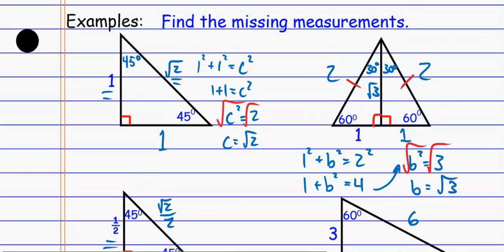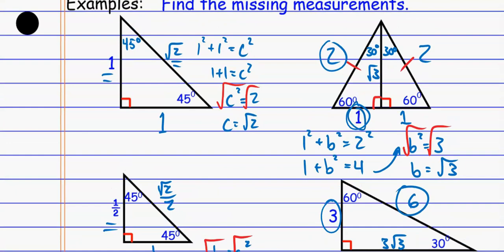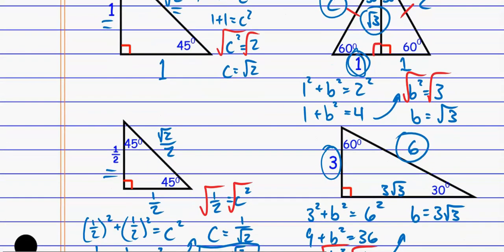When I look at this guy, I see a 1 here and a 2 here. When I look at this guy, I see a 3 here and a 6 here. Okay, so hopefully we're starting to establish a relationship. Here I see a 1 and a root 3. Here I see a 3 and a 3 root 3. And so, looking at this, there's clearly a relationship here.